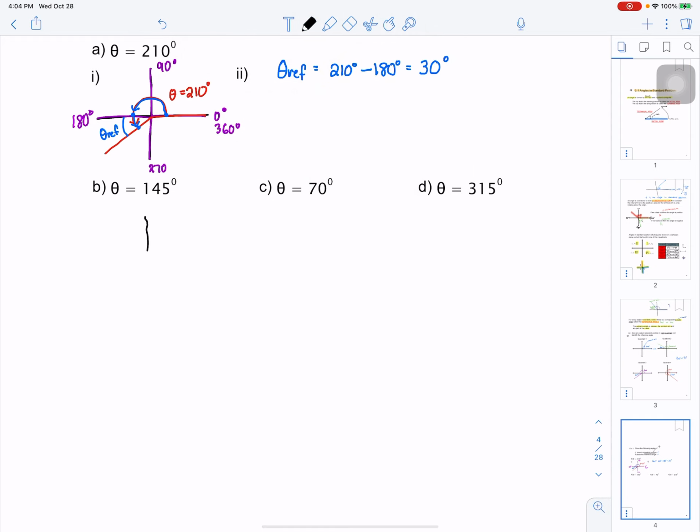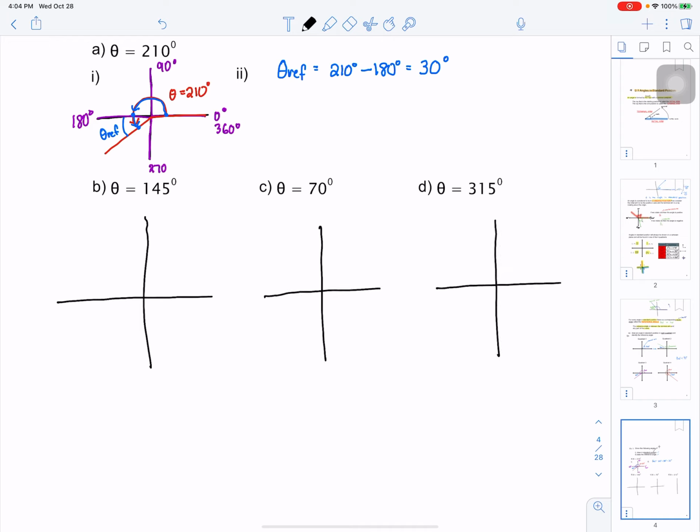Okay, again, we want to draw angles in standard position. So I'm going to go ahead and draw my axes. As soon as you see the wording standard position, we want to start here. Just as a little reference, you might want to write down your main 4 angles that are 90 degrees apart from one another. So you can go 0 plus 90 is 90, 90 plus 90 is 180, 180 plus 90 is 270, 270 plus 90 is 360. So now 145 degrees sits somewhere in quadrant 2.